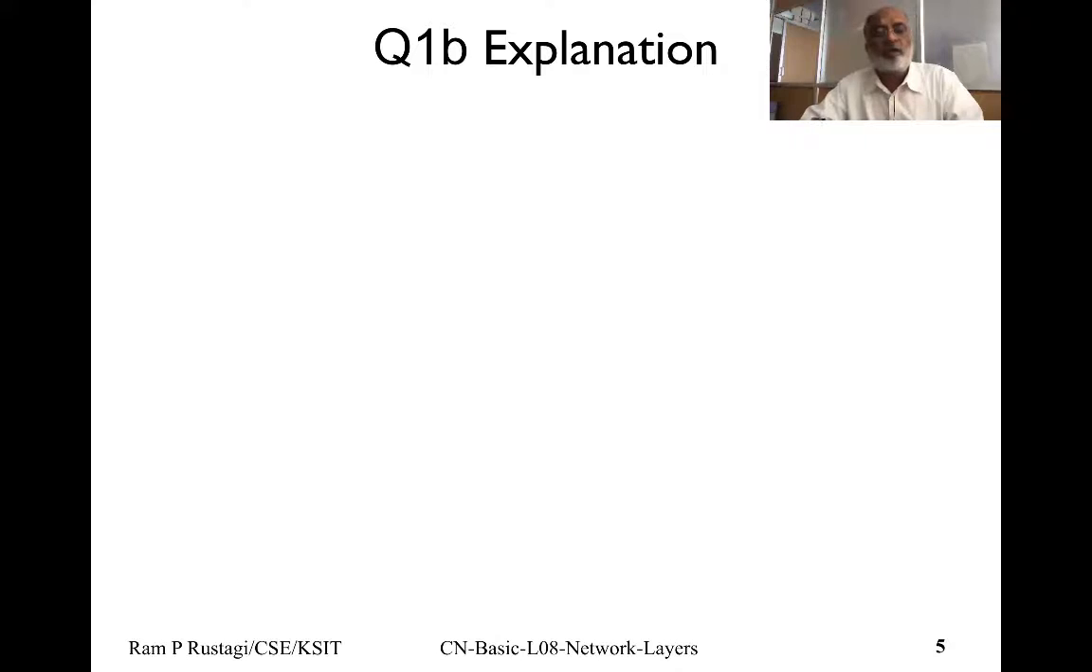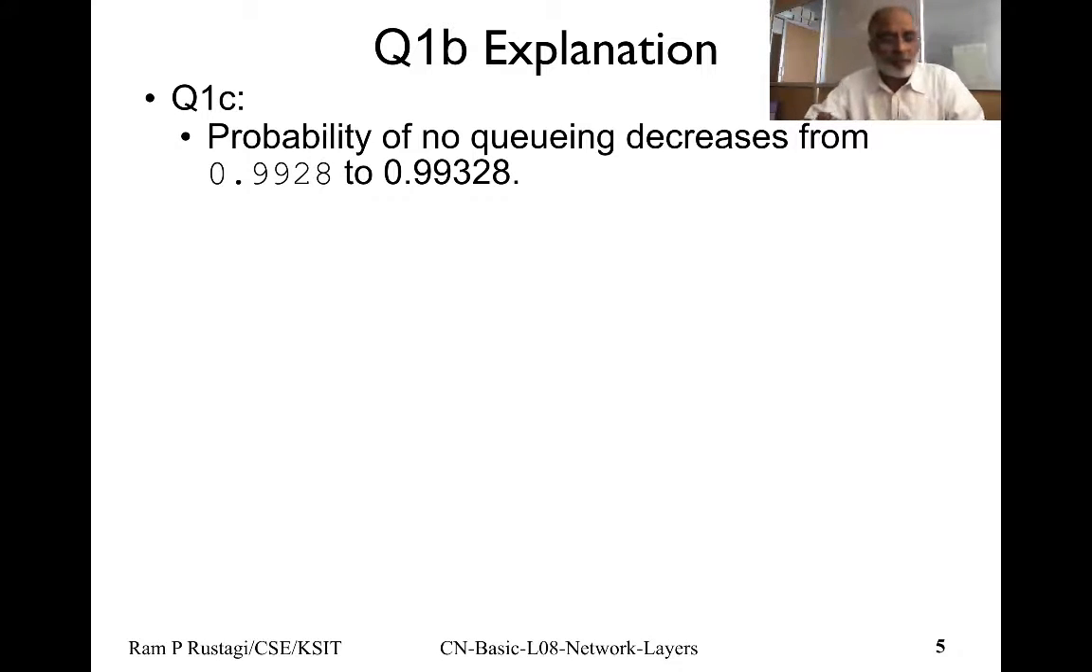So look, now the third part of the answer. When there were 4 users, the probability of no queuing was 0.9984. When the total number of users became 5, the probability of no queuing became 0.99328.